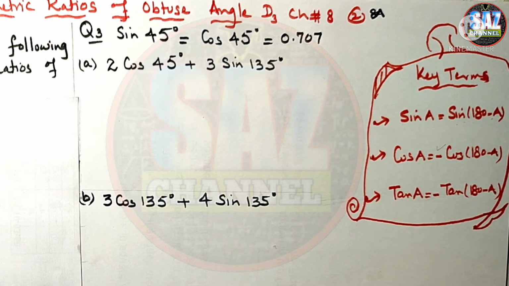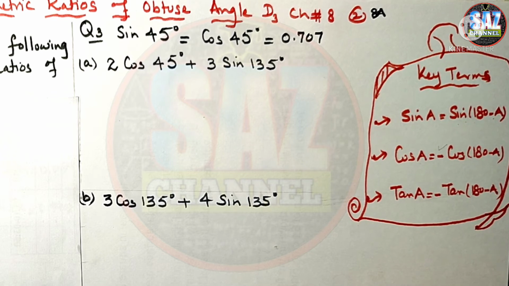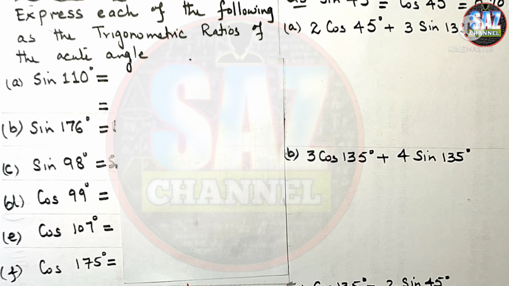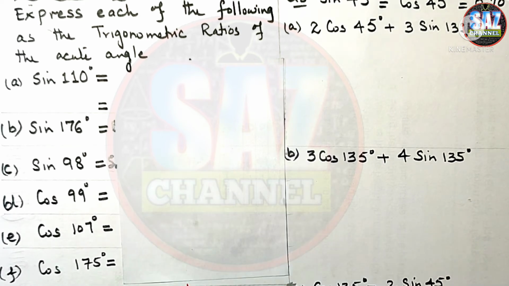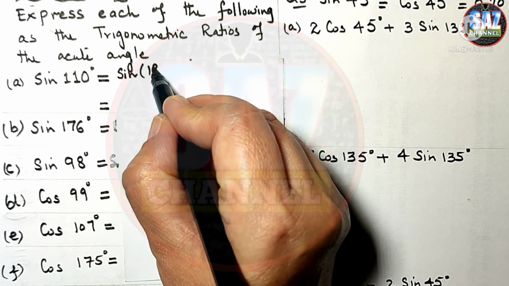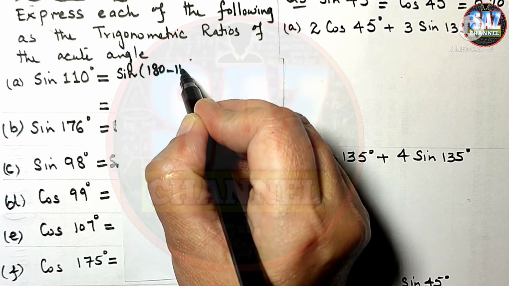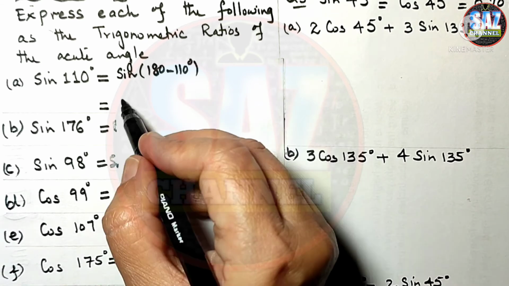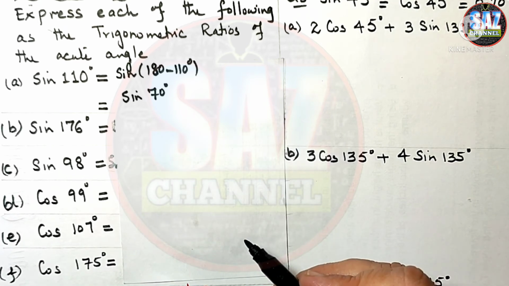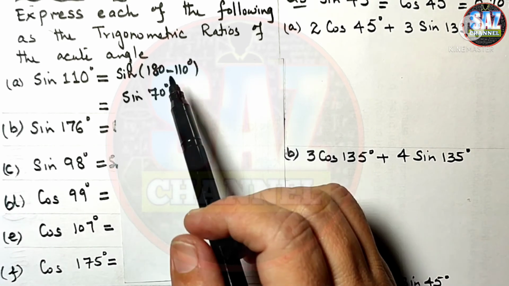We'll be beginning our class with question number 1, basic level, and question 1 says that express each of the following as the trigonometric ratios of acute angle. In order to turn the given trigonometric ratios into the form of the acute angle, we will be subtracting this obtuse angle from 180 degrees: 180 minus 110 degrees will give me sine 70 degrees, and this is the equivalent trigonometric ratio of acute angle.